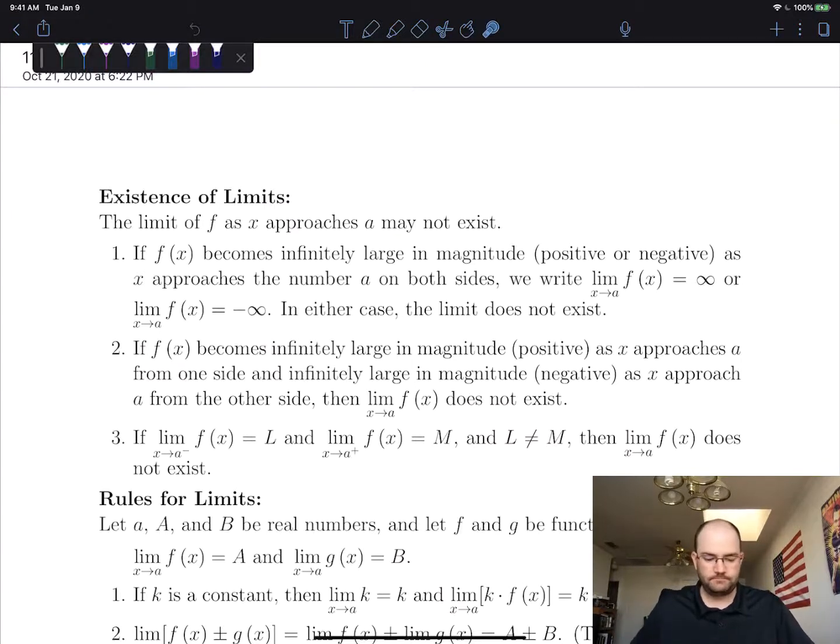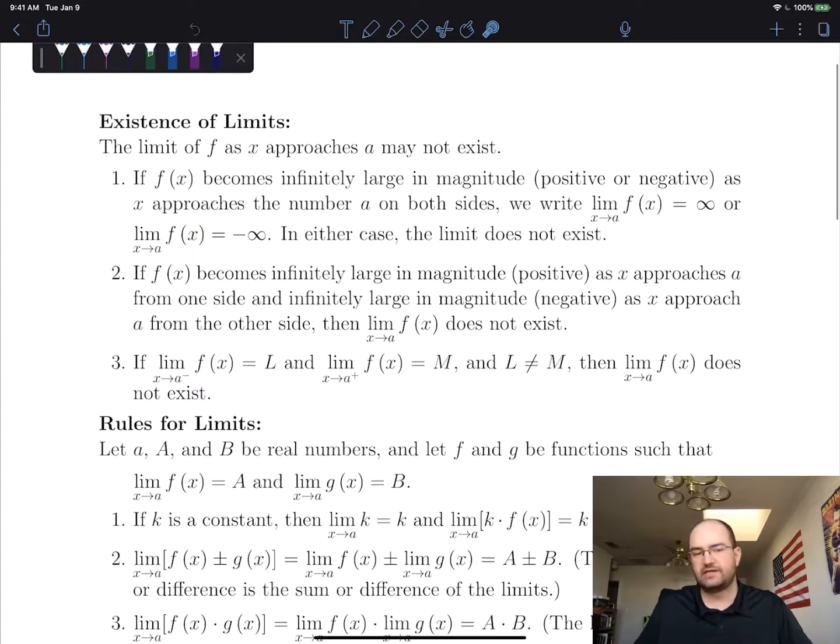Hello. In this video, we want to look at some of the tables that you'll see in the book. So the first one that we're going to look at is the existence of limits. The limit of f as x approaches a may not exist. We've seen that a couple of times already.